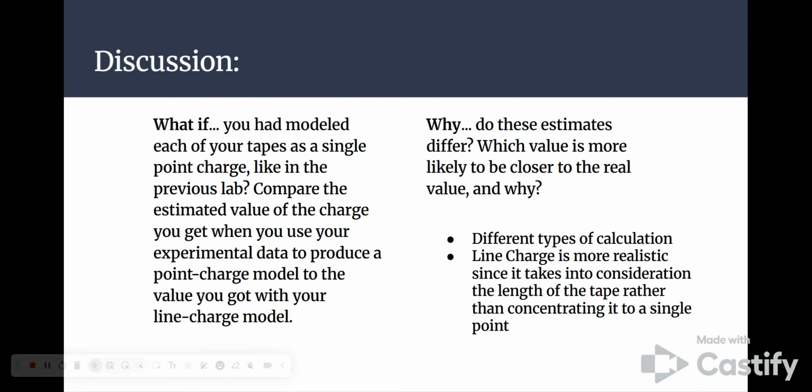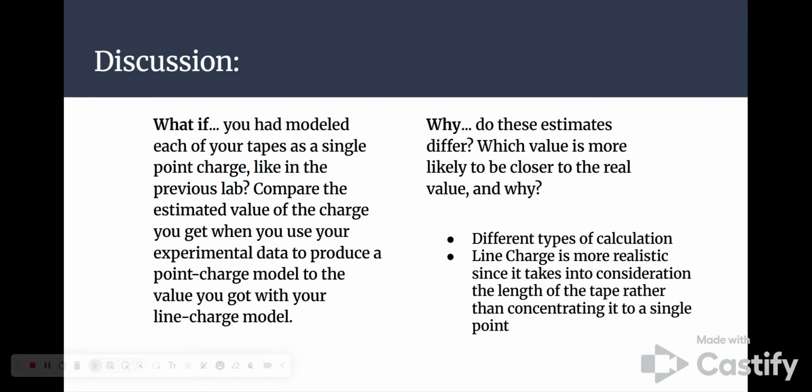Time for our discussion. What if I had modeled each of my tapes as a single point charge like in the previous lab? Compare the estimated value of the charge you get when you use your experimental data to produce a point charge model. We would have gotten an outcome that looked significantly different. We would have only gotten a few electric field vectors going in each direction rather than a bunch of electric field vectors pointing upwards and outwards, which is how we got the model in the first place.